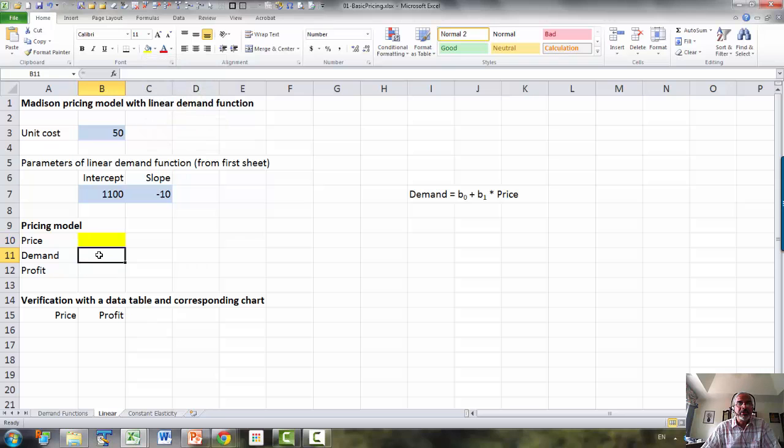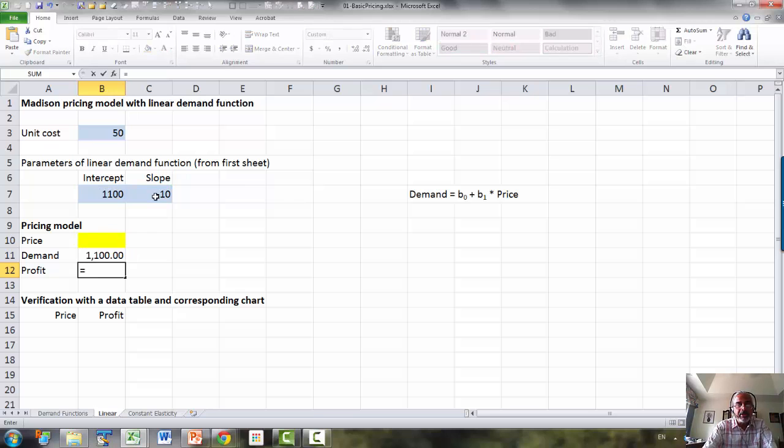Okay, so the demand is intercept plus slope times price. So that's our demand.